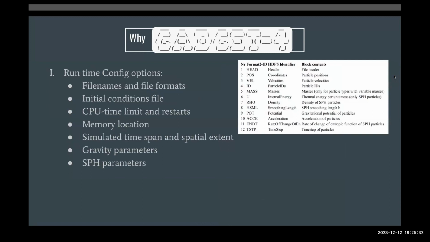Furthermore, the other slide was about compile time config options. During the running of the code, you can specify certain parameters in a .text file. Some of the things you can do is change the file format of the snapshots you receive as the code runs, specify the path to the initial conditions file of the system you are simulating, set the CPU time limit for running the code, do memory allocation, set the simulated time span as well as the spatial area, and finally various parameters for gravity calculations and SPH.